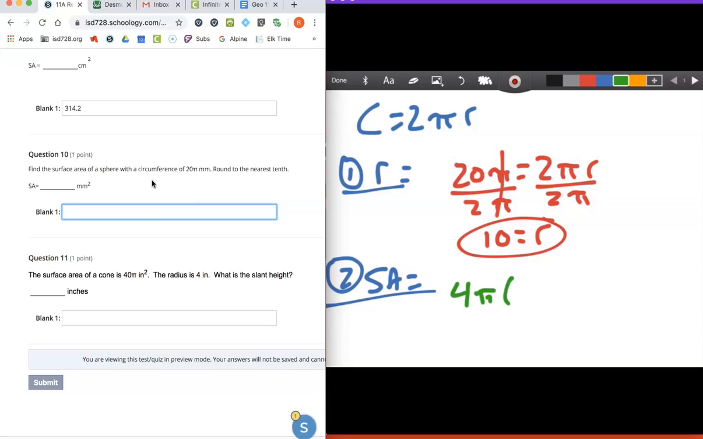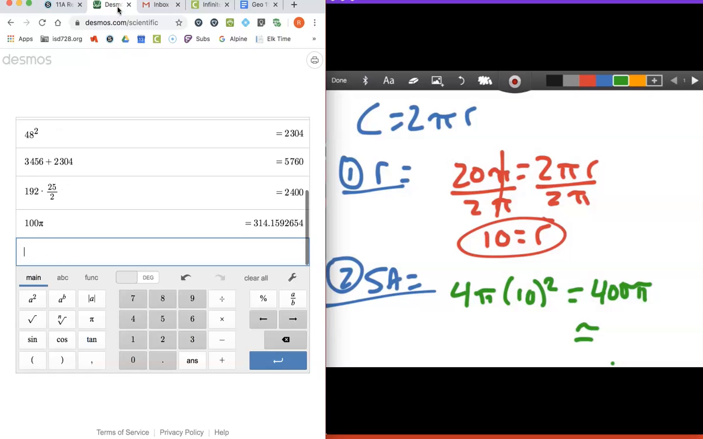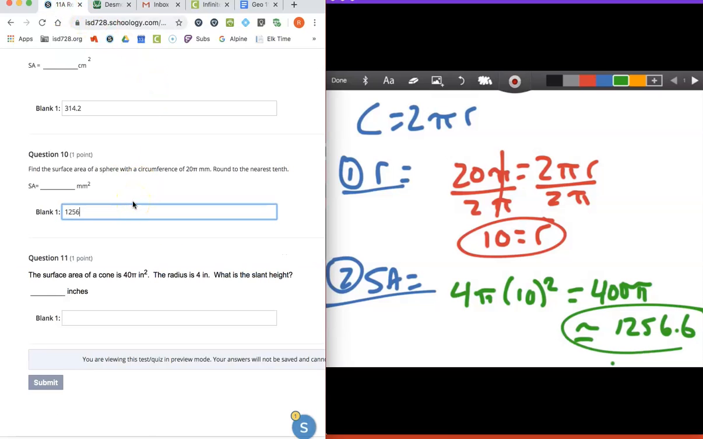So then I'm going to put 10 into this formula here for step 2. 4 times pi times 10 squared. So we have 4 times 100, 400 pi. And I think this one also wants us to get an estimate of that. So 400 times pi, which is 1256.6. Okay, so with those, you want to find r first, and then use r in the 4 pi r squared formula. Okay, last one for the retake assignment.